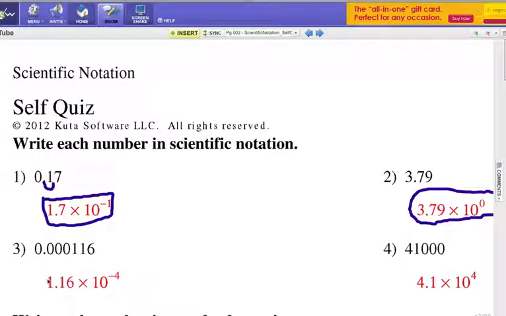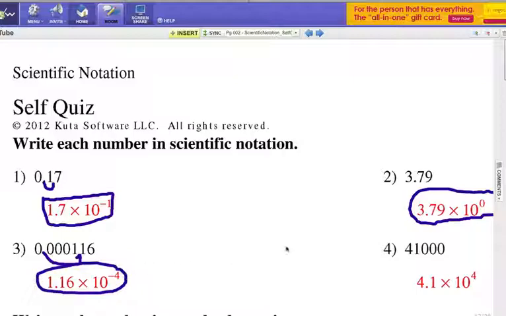Number 3, notice it's a really small number. It's on the right of the decimal point, and we move it from here to here because that'll give us 1.16. And then we count how many places we move. Don't count where you start, count the first move. So 1, 2, 3, 4. That's why it's to the -4 power.